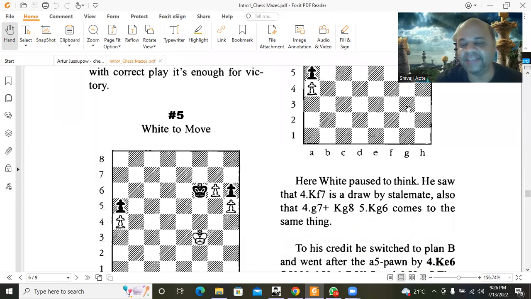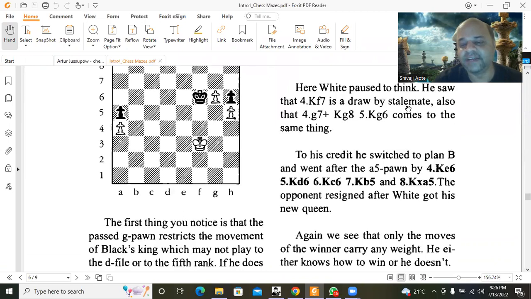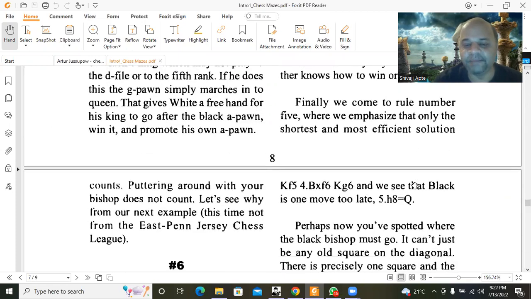But then white realized and went to the other side. Then we went to E6, D6, C6, B5, and king takes A5, right? So this is what happened. So that is why this is important.